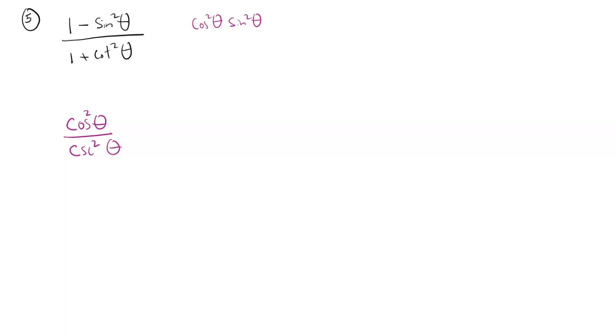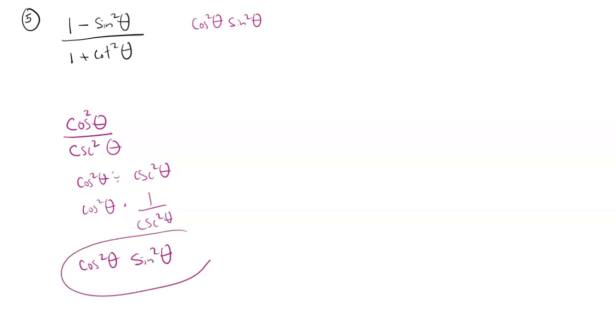Again, these are being divided by each other, right? So this would be the same thing as just saying divide by, or I could say multiply, it doesn't matter. Multiply by 1 over cosecant squared of theta. What do I know about cosecant of theta? I know that its reciprocal is sine squared of theta, and that is our answer. So if you were successful on that one, congratulations. If you weren't, that's okay too.